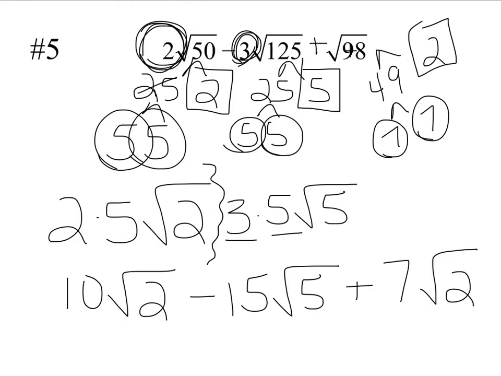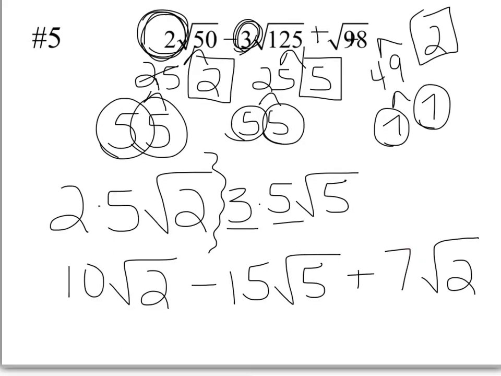So now we need to see if there's anything else we can add or subtract together. So remember, it has to be the same index, the same radicand. So they all have an index of 2, because don't forget your index is the number that's right here. And if there is no number there, it's always an assumed 2. And then your radicand is the number underneath. So yes, all of my indexes are the same. However, only this radicand and this radicand are the same. So I can go ahead and add or subtract these 2 coefficients.